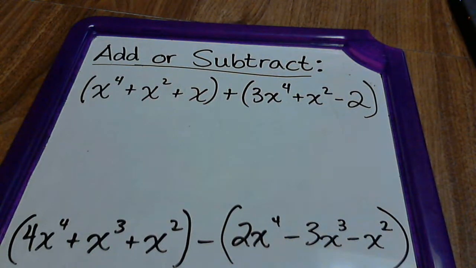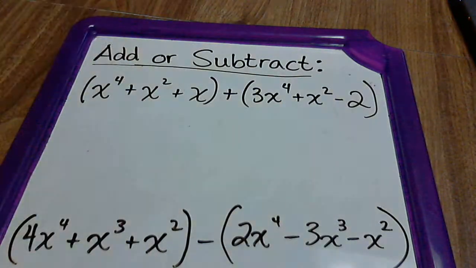Okay, here we go again. This time we're going to add or subtract polynomials. Why do we call them polynomials? Well, there's three types of nomials in the nomial family. There is polynomial, there's binomial, and there's trinomial. Of course there's also monomial, but we don't talk about that very often.